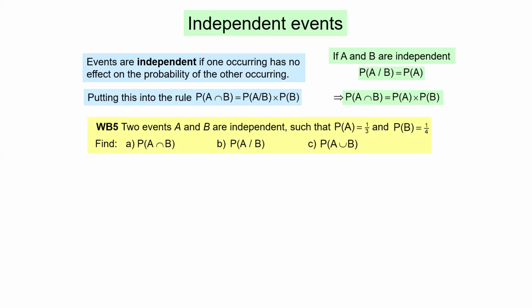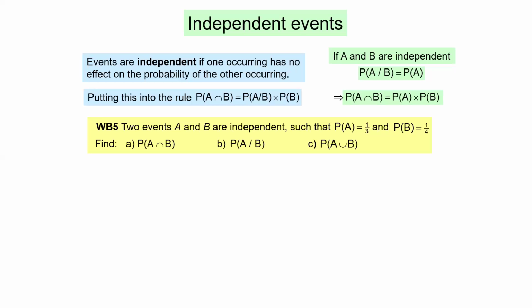Now, see the example: two events A and B are independent such that P of A is 1 upon 3, P of B is 1 upon 4. Find probability of A intersection B. No need to copy the question, just solve it, part A. Okay, sir, just a second. Sir, part A is 1 over 12.